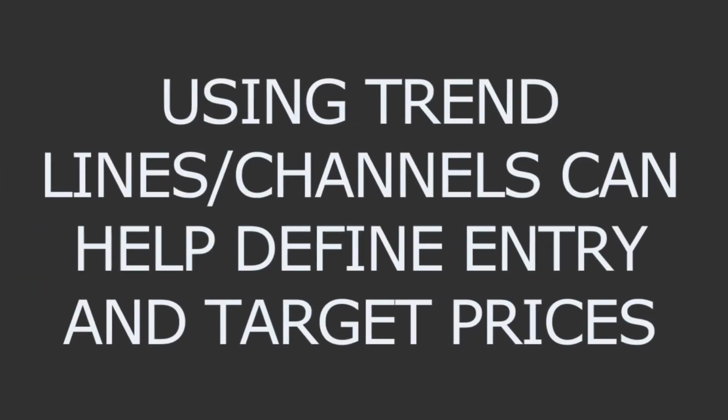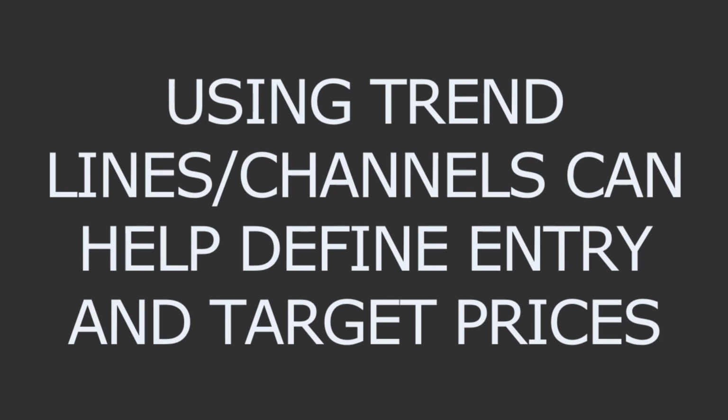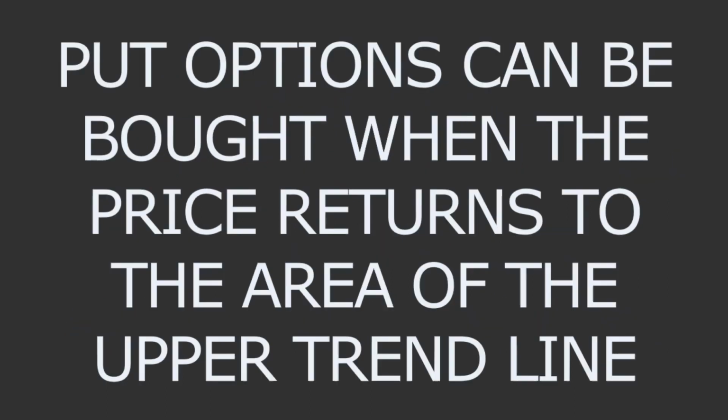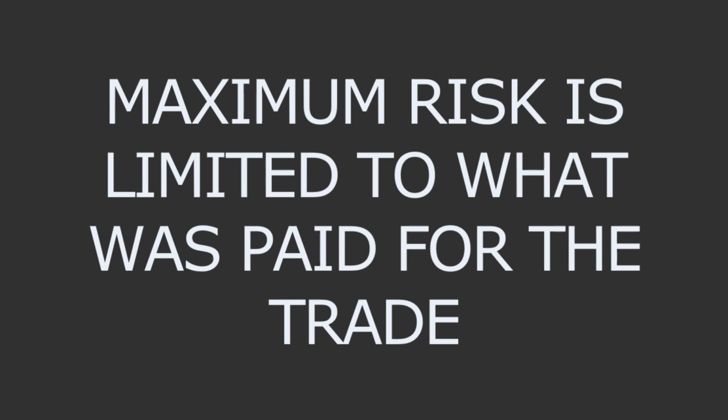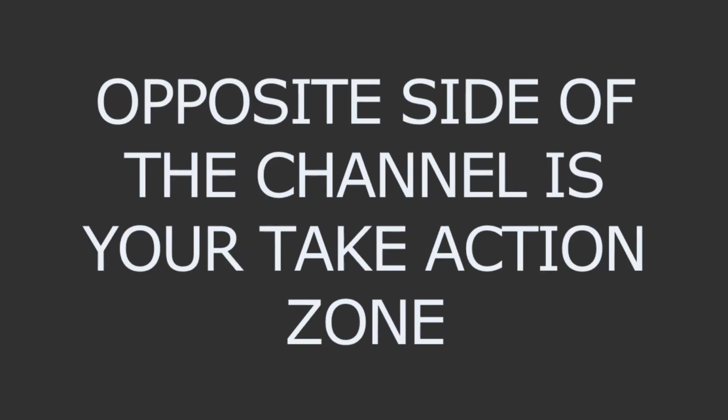So quick facts here. Number one, using trend lines and channels, they can help you define entry and target prices. 2, put options can be bought when the price returns to the area of the upper trend line. 3, vertical spreads, our favorite, they can be used to reduce cost and you still have a defined risk. 4, the maximum risk is limited to whatever we paid for in the trade. 5, the opposite side of the channel is your take action zone.